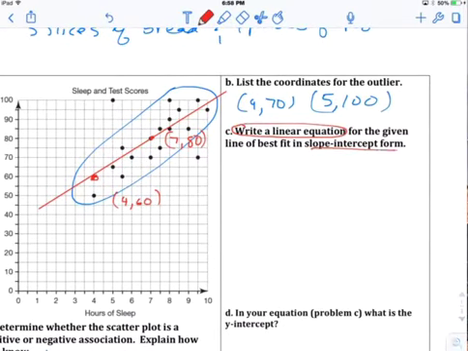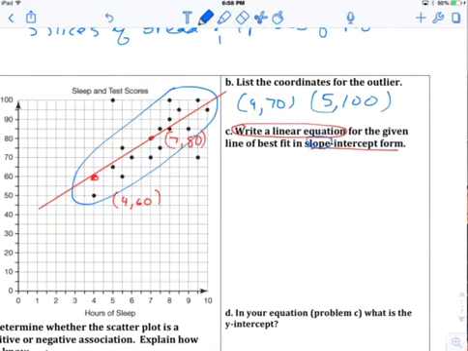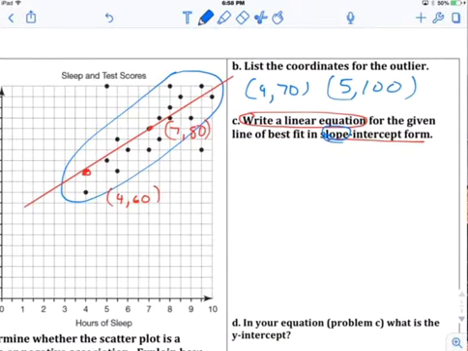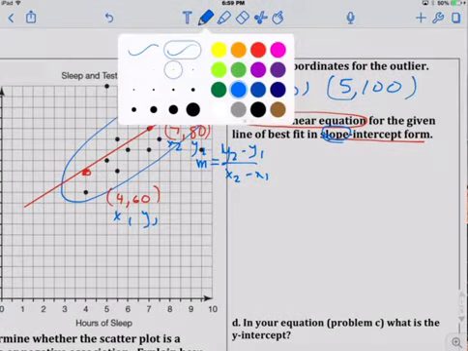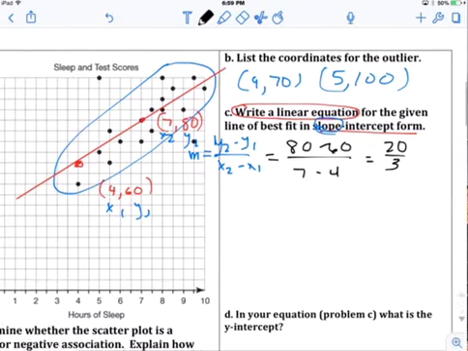in slope-intercept form. First, to write a linear equation, you have to have the slope. We're finding slope. Slope is y2 minus y1 over x2 minus x1, represented by the letter m. x1, y1, x2, y2. We've been doing so many of these. 80 minus 60 over 7 minus 4. You get 20 over 3. We'll leave it like that.